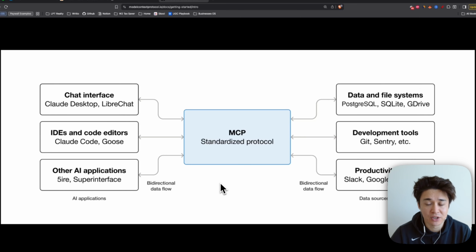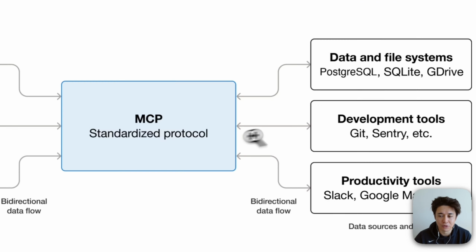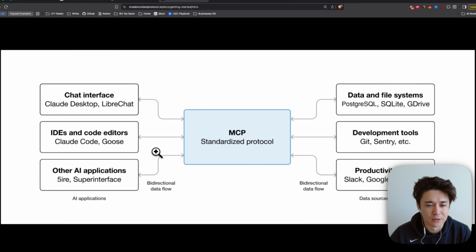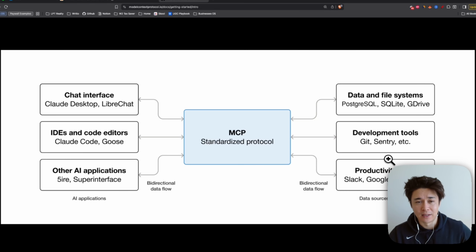So again, it is just a standard protocol where all these tools can feed into the MCP server. And then from there, different chat interfaces, IDEs, code editors, and other AI applications can understand how to interact with these tools all through natural language. And so in this example, we can see some of the data sources and tools we can use. So we can connect to different databases like Postgres, SQLite. We can also connect to different development tools like Git and Sentry.